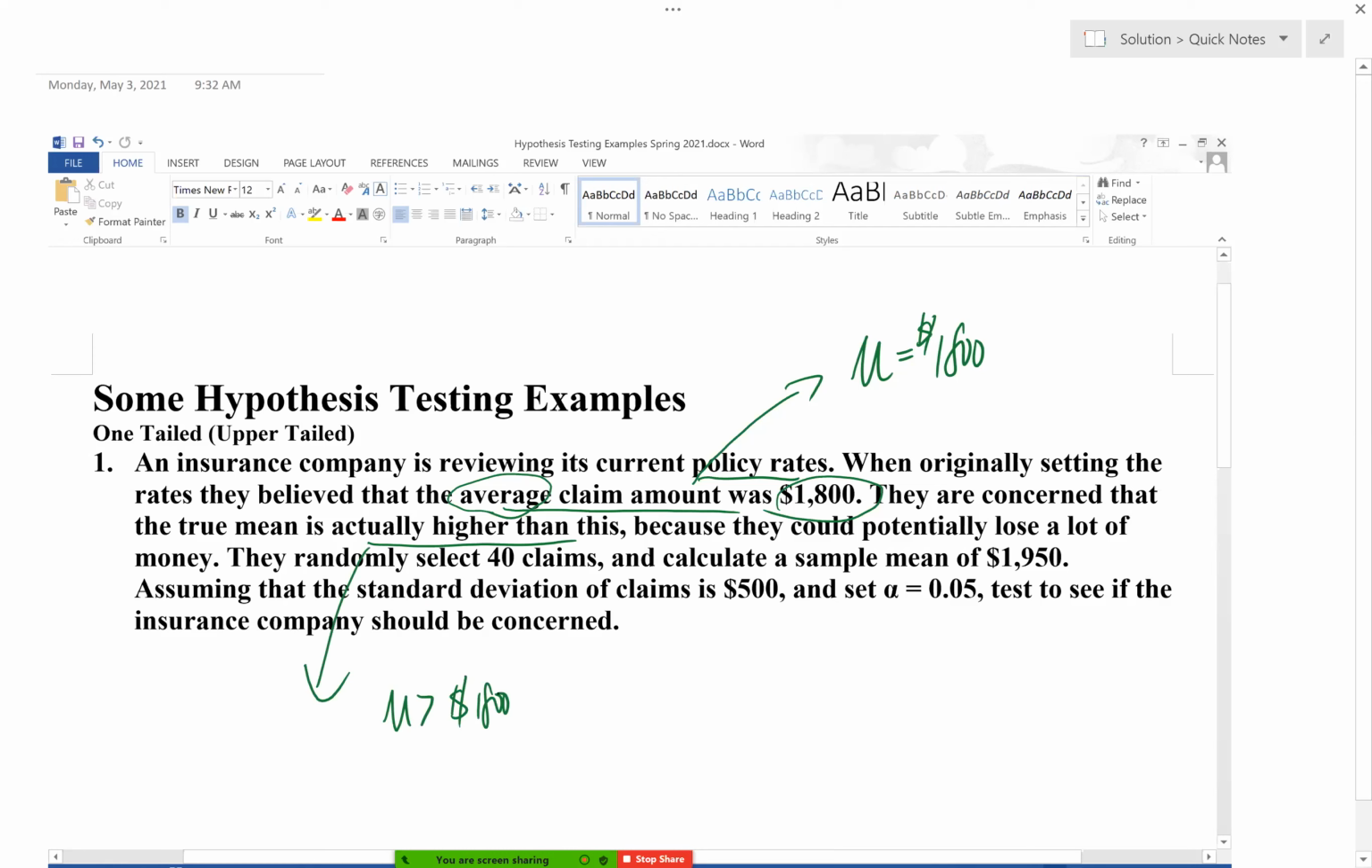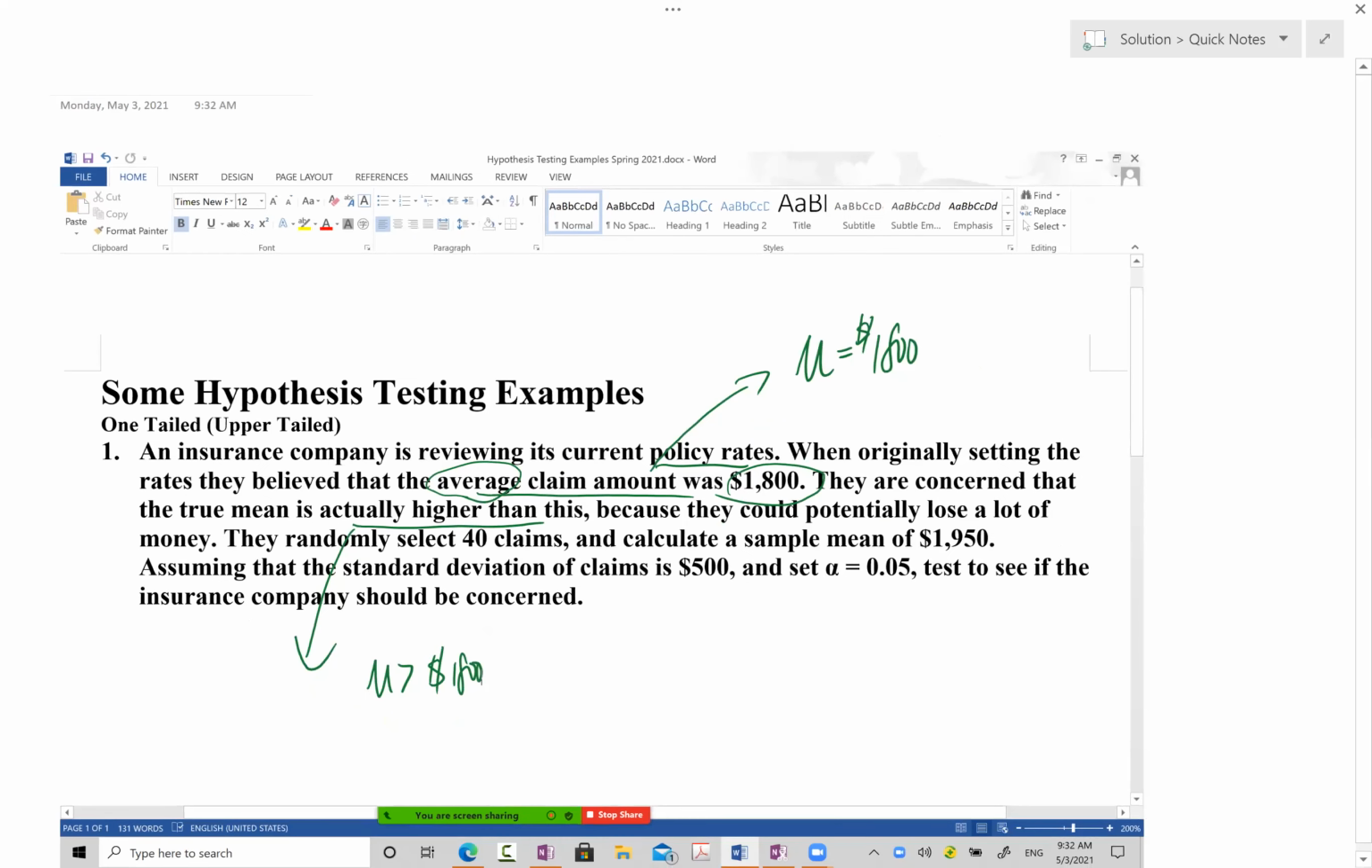If this is the case, then the insurance company could potentially lose a lot of money. If this happens, the company is in a very bad position, so you want to avoid this happening. So they randomly select 40 claims. Randomly select indicates this is a simple random sample, and 40 claims is what we call the sample size, 40.